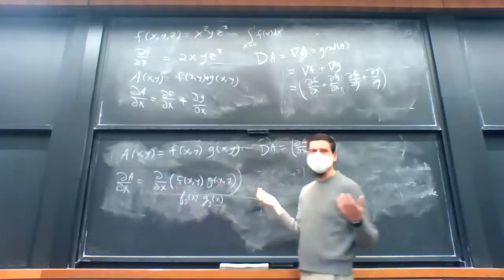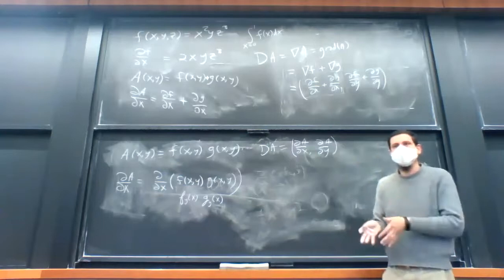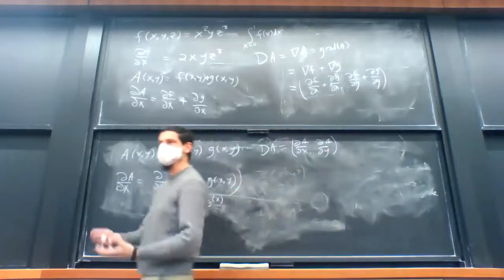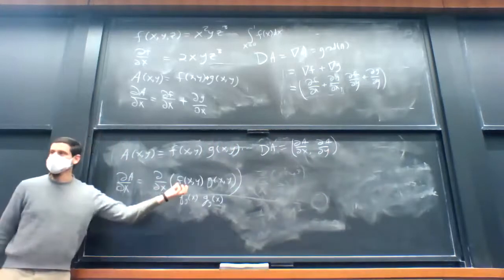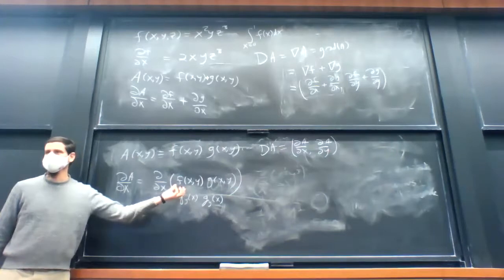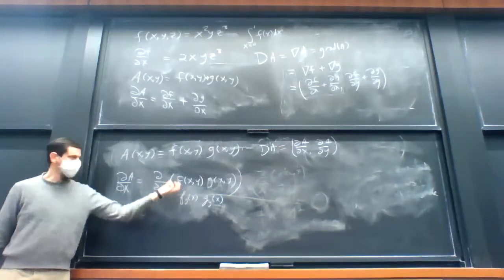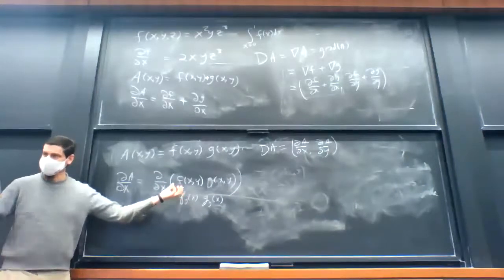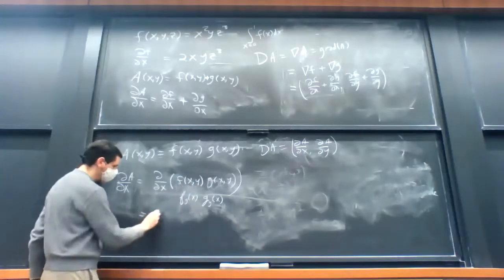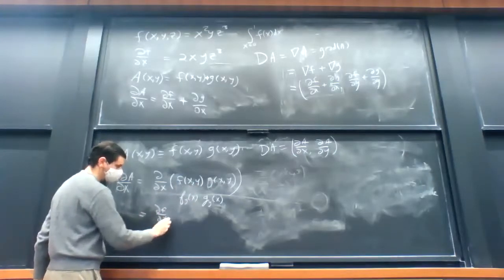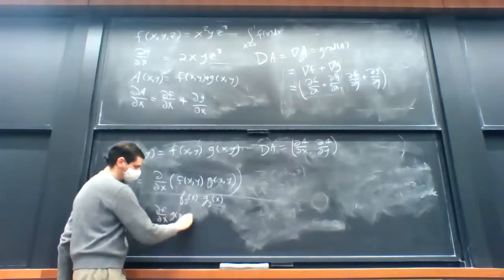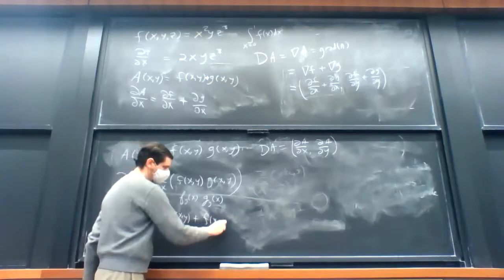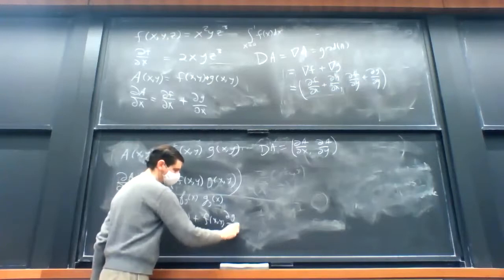So if I just had functions of one variable, I'd say f prime g plus f g prime. But I can't write f prime, because when I write f prime, I don't know what I'm taking the derivative with respect to. What am I taking the derivative with respect to? With respect to x. So instead of writing f prime, what should I write? Yeah, so this would just be partial f partial x times g of x, y plus f of x, y times partial g partial x.